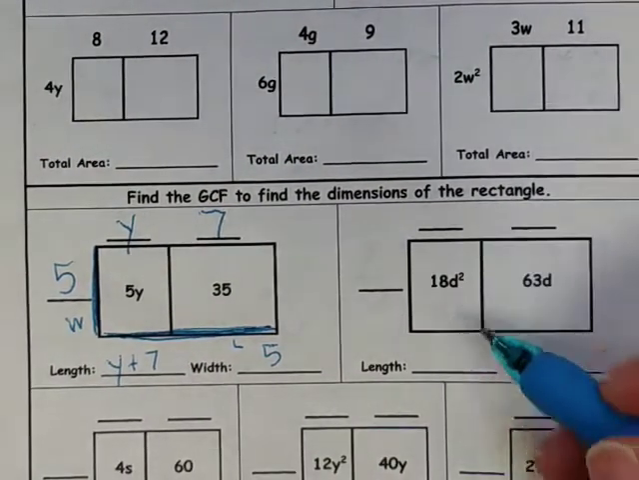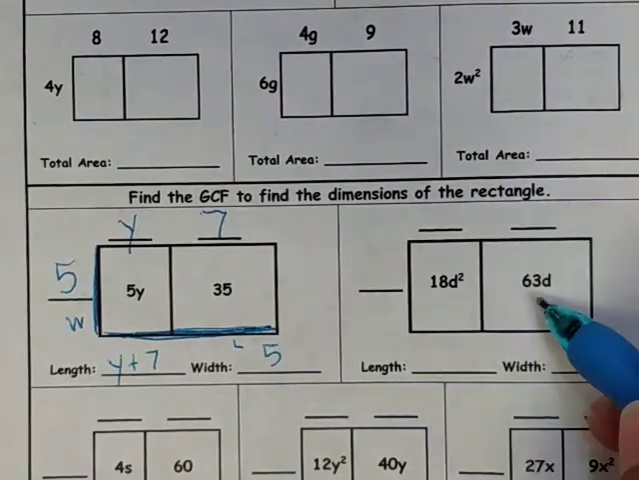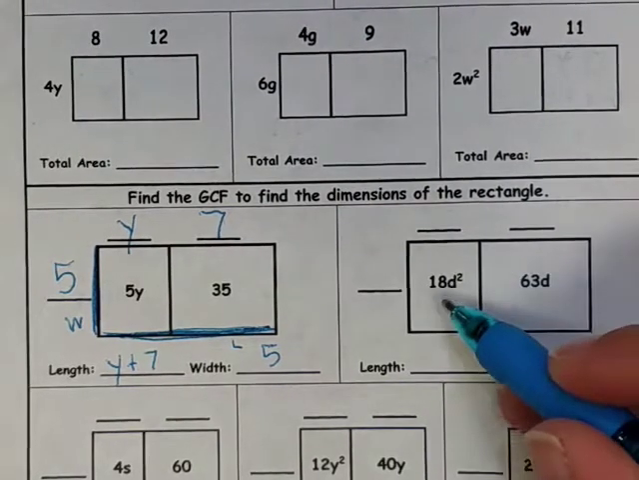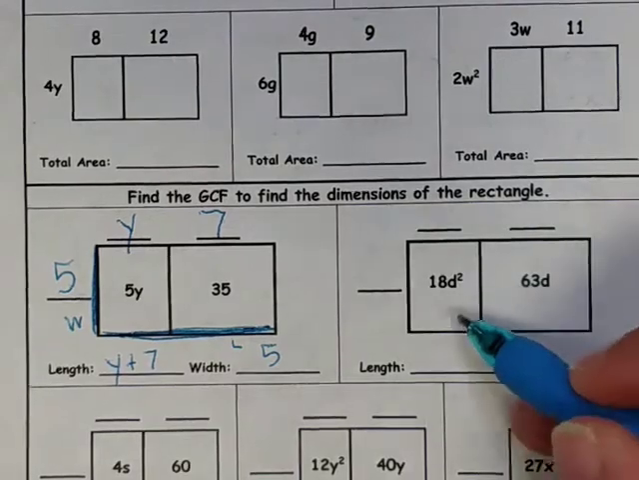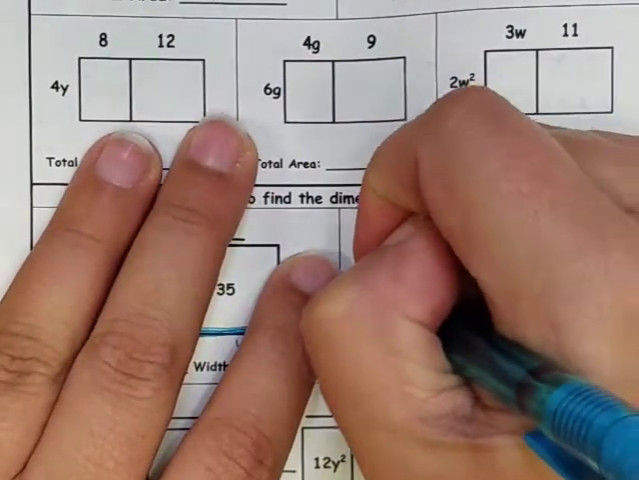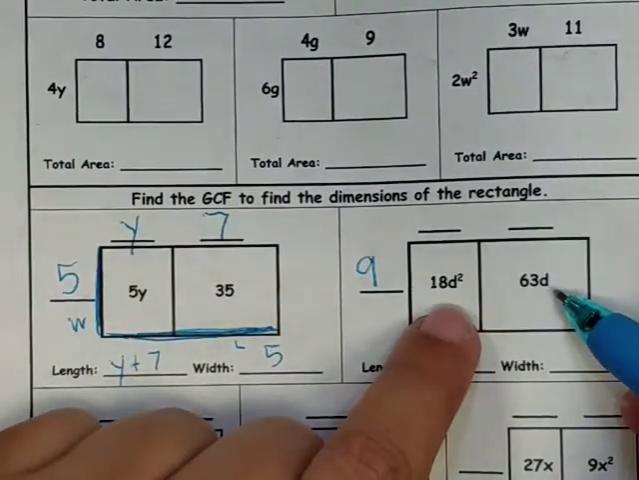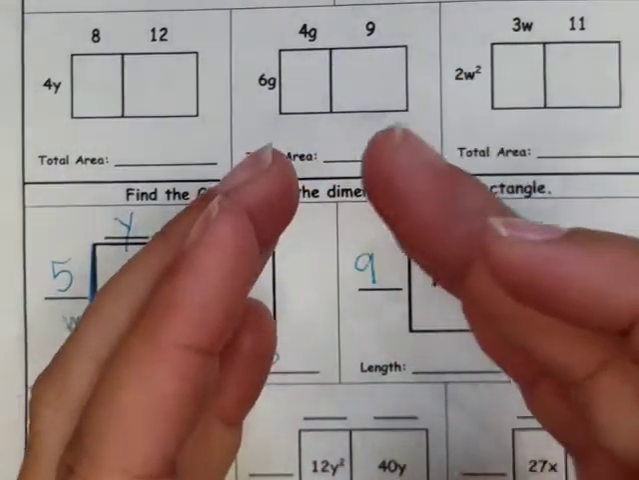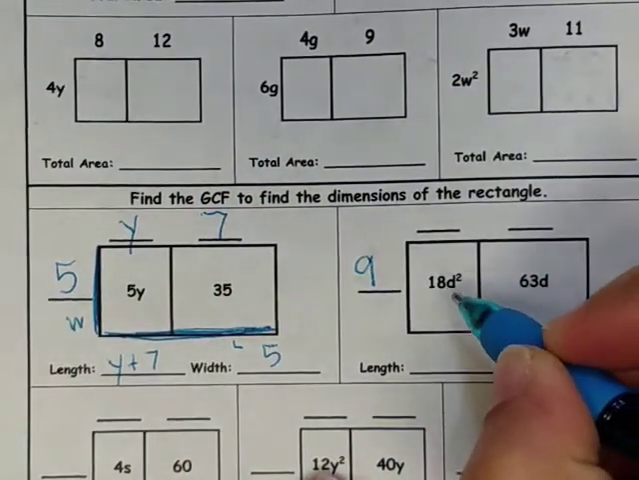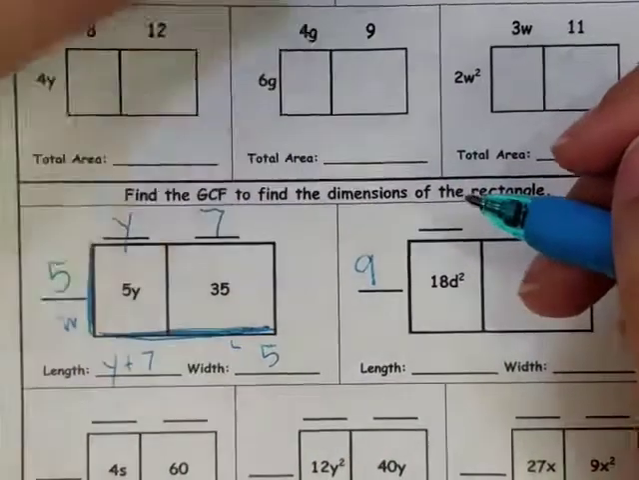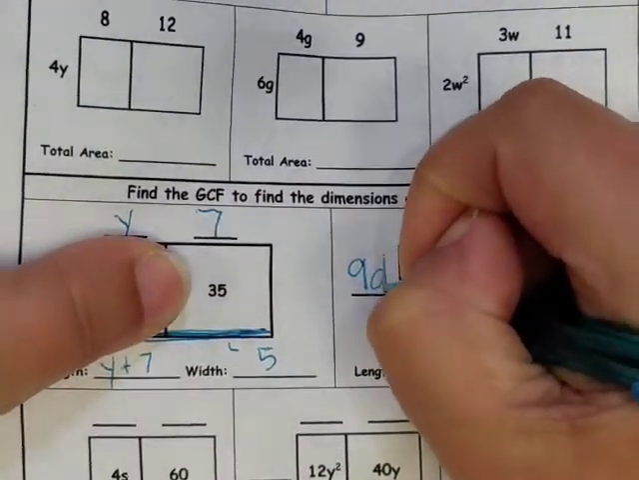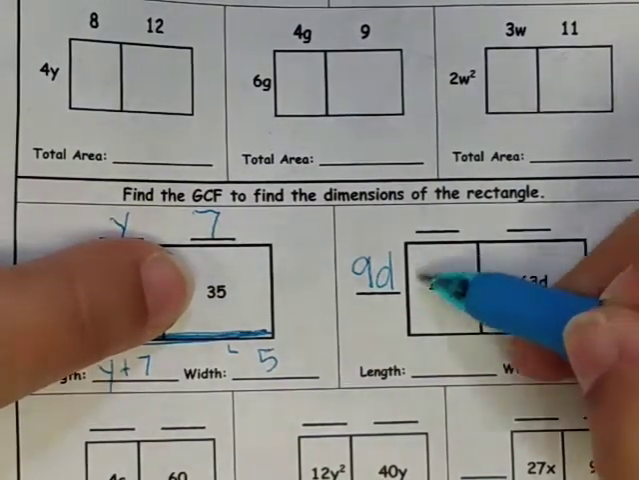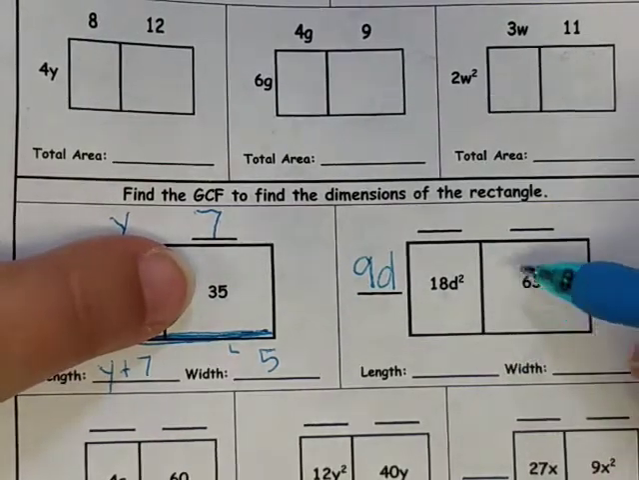All right, here, 18d squared and 63d. So what number do they both have in common? The biggest number they both have in common is a 9, but they also have a letter D in common. So remember when we did Venn diagrams and both terms would have the same letter in common, so we put that in the middle of the Venn diagram? Same thing here. These both have D's, so we can actually put a D with the 9. So 9D is the biggest GCF for both terms.